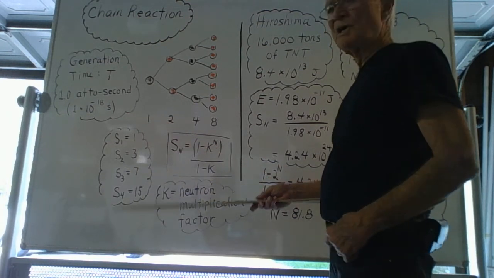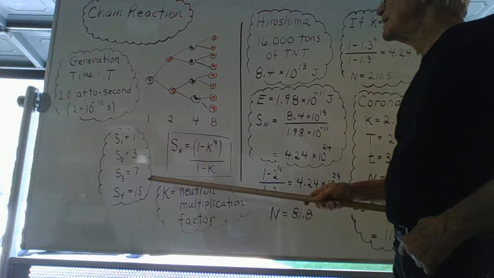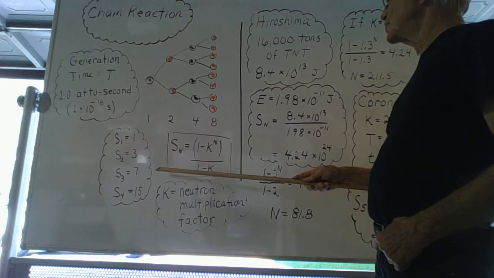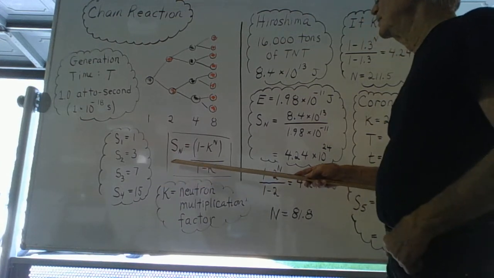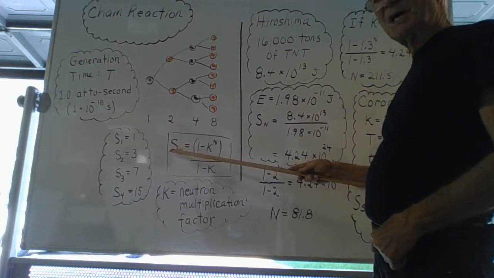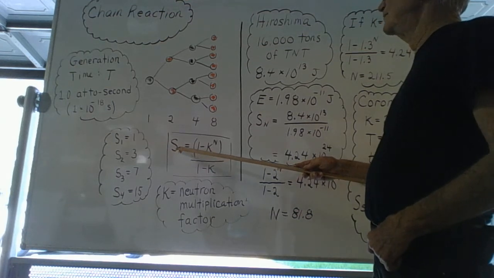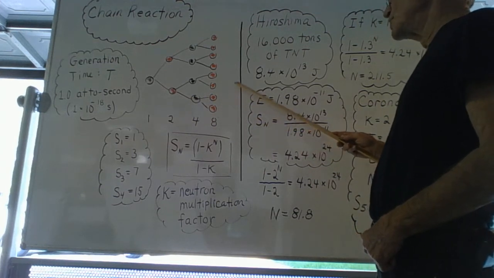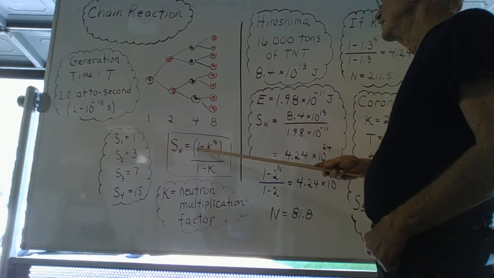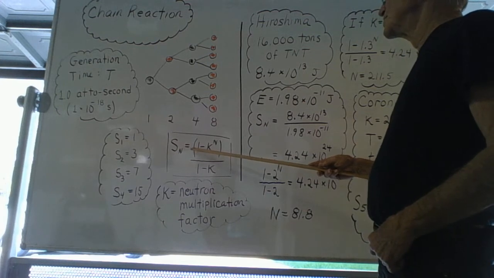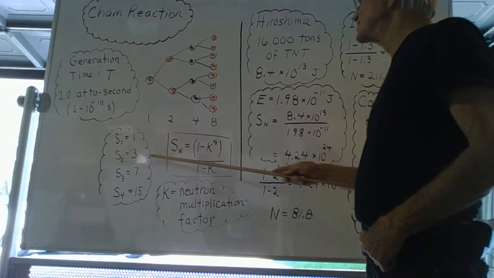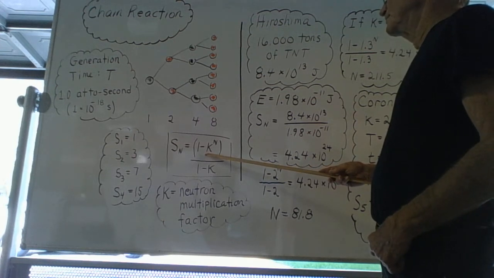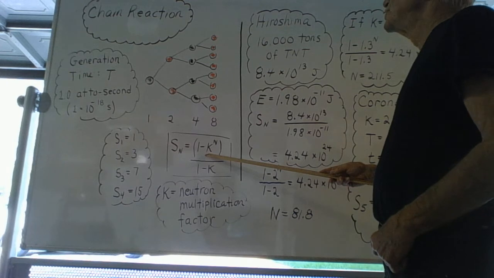The equation which allows you to predict how many fissions will have taken place is shown here. Let S be the sum of all of the fissions that occurred in the various first, second, third, fourth, and so on generation. You can check to see that this equation will reproduce these numbers if we let the so-called neutron multiplication factor, let's call it K, be 2.